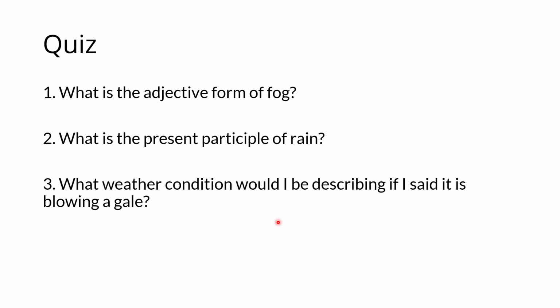Okay, so let's end up our lesson with a quiz. So we'll just go through the questions first. So question 1, what is the adjective form of fog? Question 2, what is the present participle of rain? Question 3, what weather condition would I be describing if I said it's blowing a gale? So I'm going to give you 1 minute to answer these questions, and then we're going to go through the answers together. The time starts now.